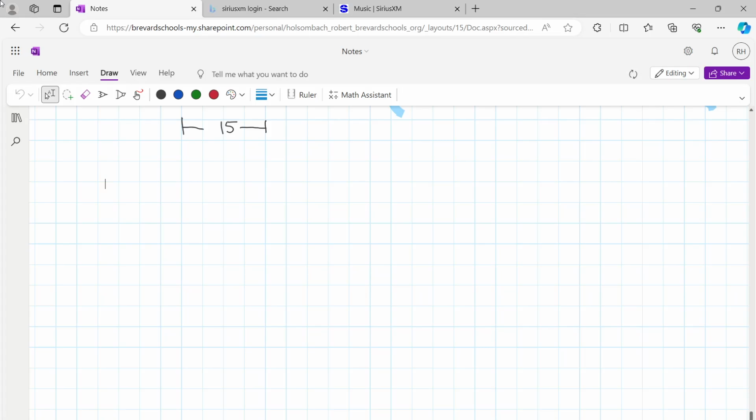All right, on page 706 today, we're going to work with and talk about central angles and arcs. And we'll define a central angle.